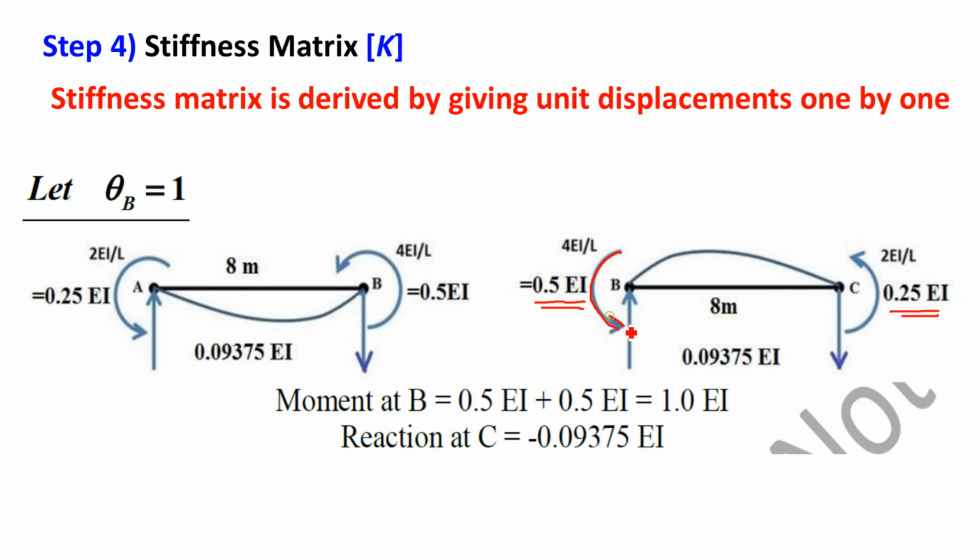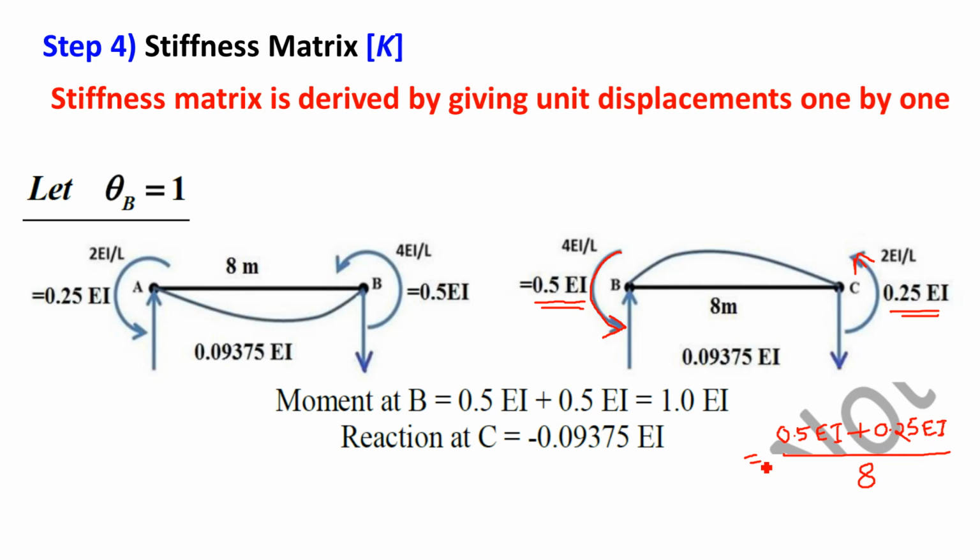This is anti-clockwise. Now how to find out reaction due to moment? Reaction due to moment is the sum of moments divided by span. Anti-clockwise means positive. So the sum of moments is 0.5 EI plus, at the other end, 0.25 EI. So it is the sum of moment at two ends of the beam member, that is MBC plus MCB, divided by the span, which is 8. So this is the value of reaction.